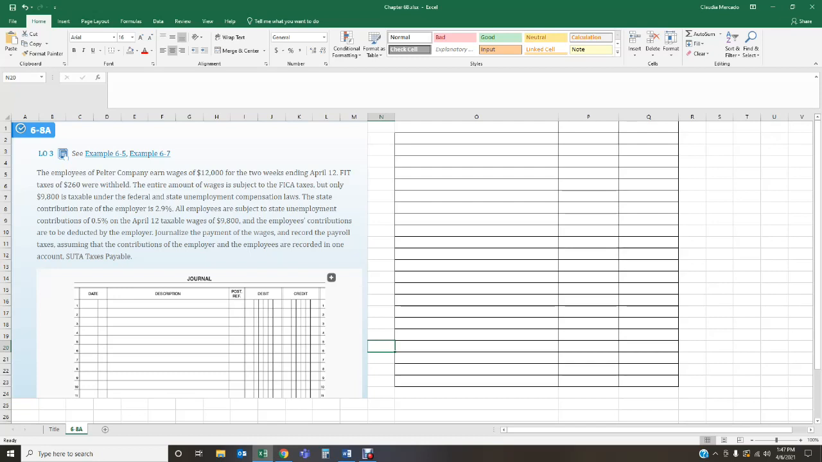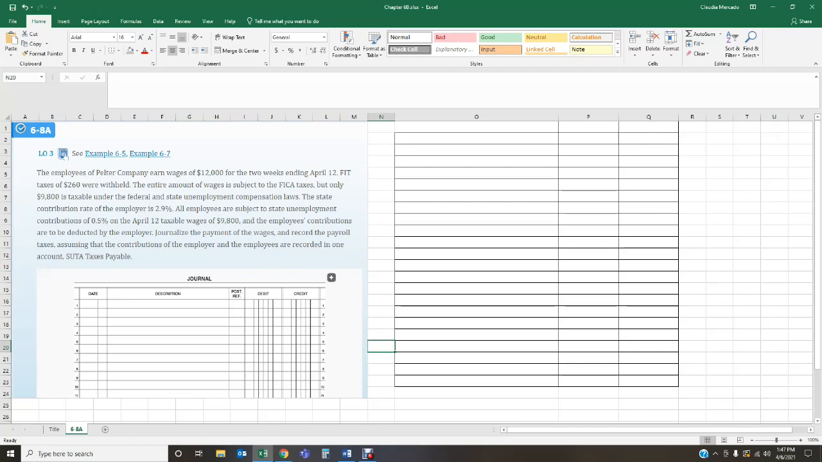Now, in the prior problems we had been covering, only the employer was liable for the state unemployment and for the federal unemployment. In this particular problem, they're introducing that the employees are going to pay a portion of the state unemployment contributions as well, of 0.5%. So that's an additional deduction that has to be included from the employees' withholdings.